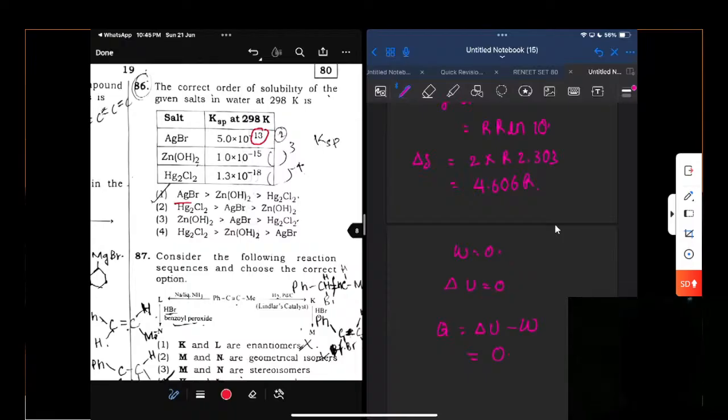So AgBr, then Zn(OH)2 comes. One minute, it's 10 power minus 15. Hg2Cl2 is 10 power minus 18. So which one is having the highest solubility in this? Zn(OH)2 will be having the highest solubility. Zn(OH)2 is first in only one option. Option 3 is correct. Then comes AgBr, then comes Hg2Cl2.